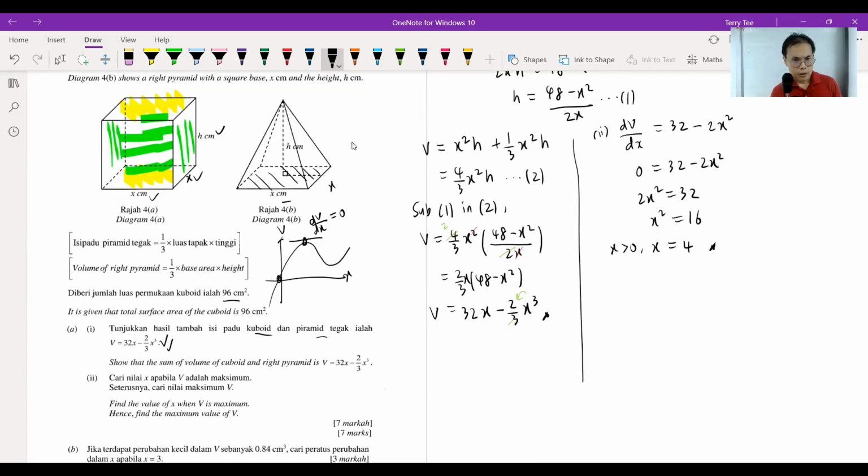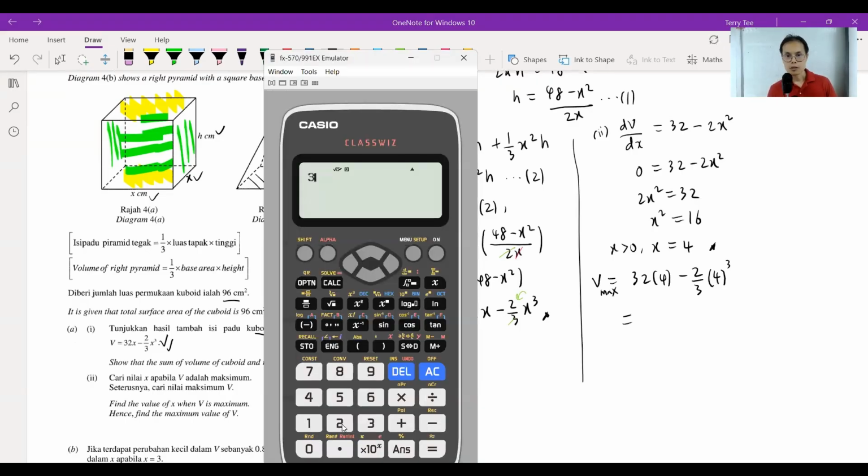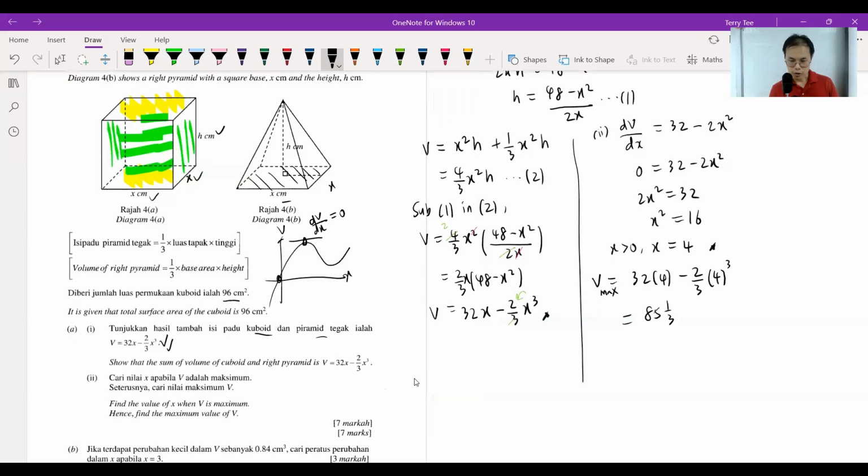Then, seterusnya, cari nilai maximum V. The maximum V you can find by taking x equals 4 and putting it inside your V max. 32 times 4 minus 2 over 3 times 4 power 3. 4 power 3 is 64. So use our calculator again: 32 times 4 minus 2 over 3 times 4 power 3. My answer is 85 1 over 3. This is cm cubed.